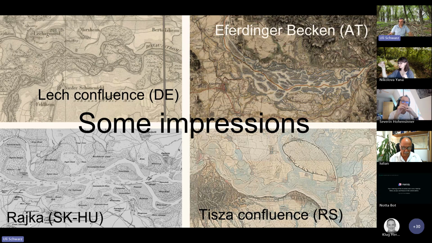And we have this beautiful lens of loess, which is very hard material and up to 100 meters above the valley floor. The Tisa is coming here from the north, from Hungary, and even this loess structure was flown around. The water was flown around, so it's fascinating.